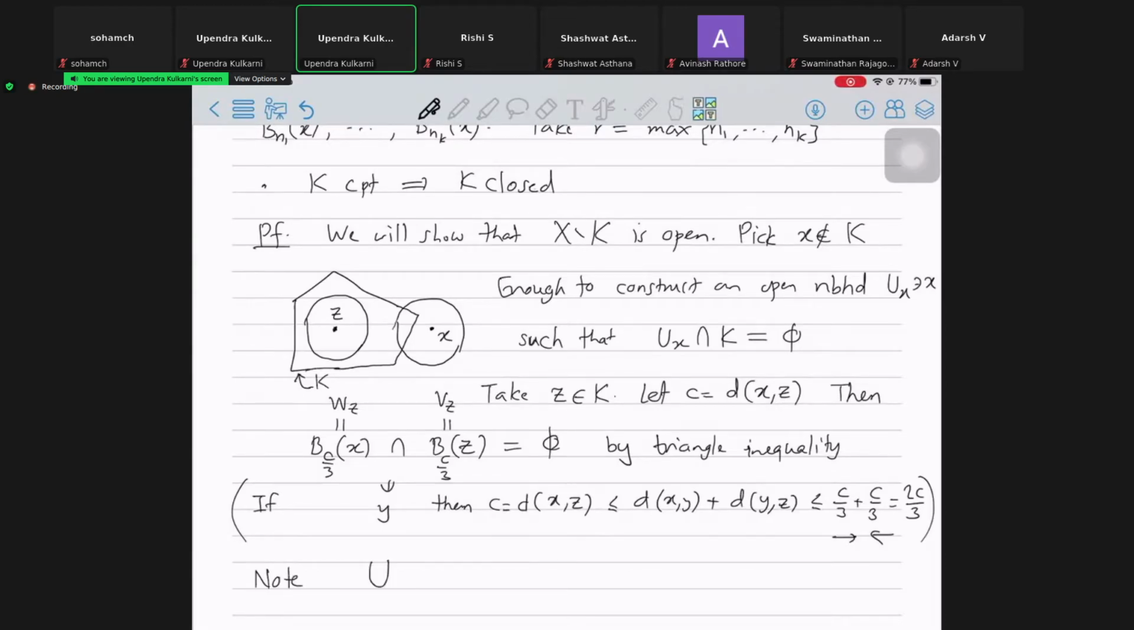Note that union of which sets? V_Z. Of course, this union contains K because I'm taking a point around every point in K, right? So V_Z is an open cover of K.